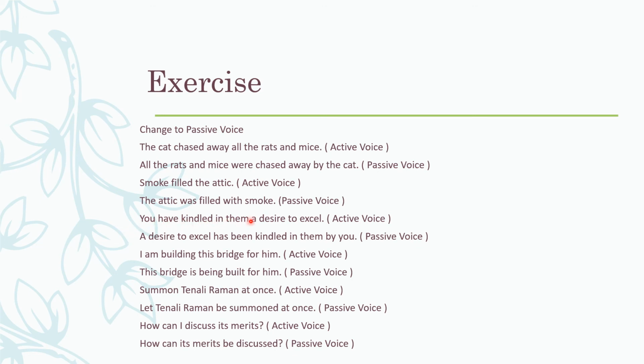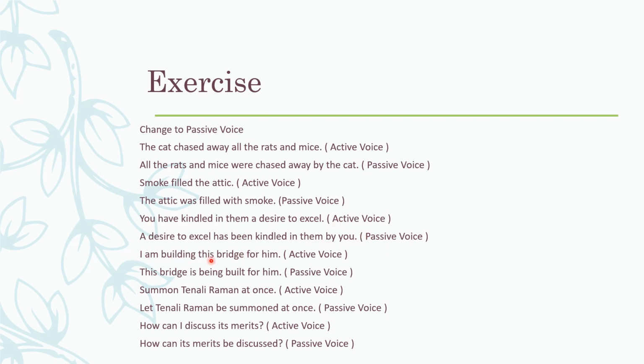You have kindled in them a desire to excel. This is in the active voice. So in the passive voice, a desire to excel now becomes the subject. Now, have kindled will become has been kindled. That's in the passive voice. In them by you. So you, which is the subject here, has become the object preceded by by.